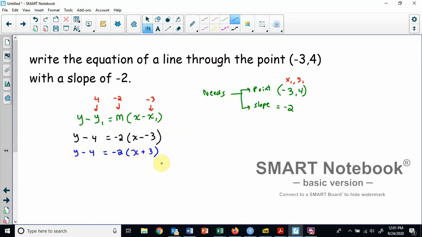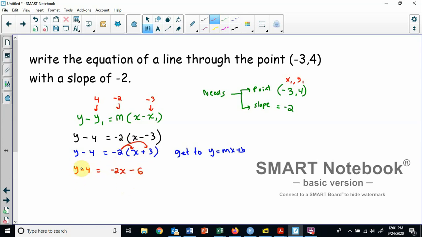I've used the formula. I would just like to get it into y equals mx plus b slope-intercept form, because this is the form we use in this class. If you're using this point-slope formula, it is always going to be the same two steps, and it's quite simple. I'm going to need to distribute. Okay, so y minus 4 equals negative 2 times x is negative 2x. Negative 2 times this positive 3 is going to be a minus 6, or negative 6. And then I just need to solve for y.